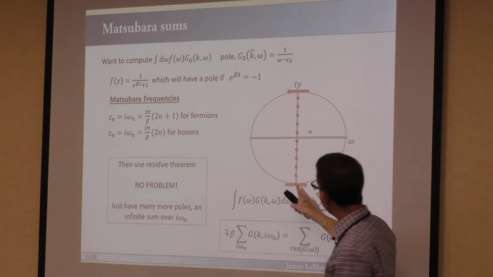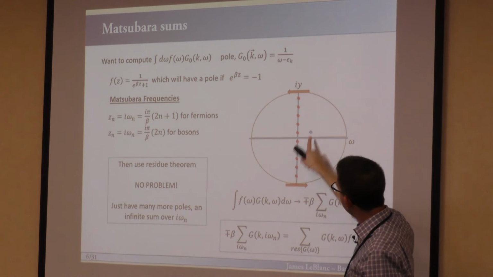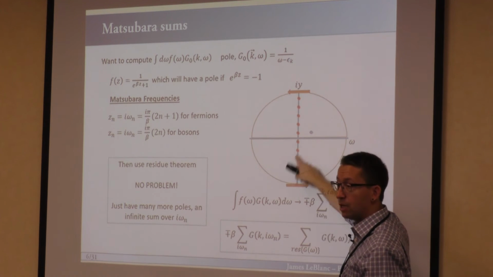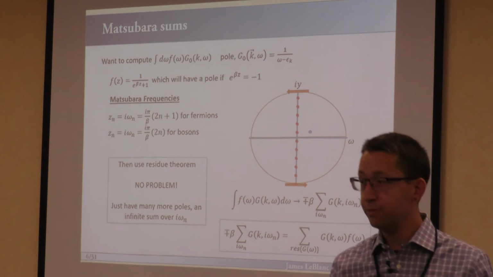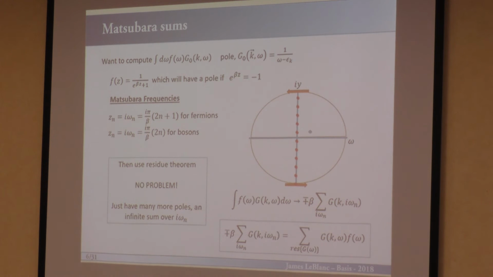So for fermions, what this means is you don't just have the pole from the Green's function. You have an infinite series of other poles. And those poles are your Matsubara frequencies. But in general, you just use the residue theorem. You have an infinite sum of poles. You just have many more poles, and you have to worry about this infinite sum.